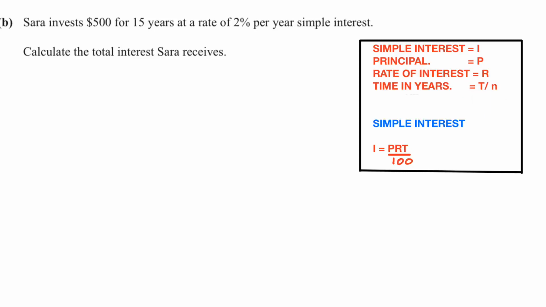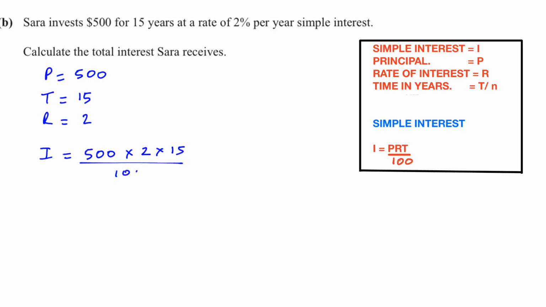So we will write down what we have. Our principal is 500, time in years is 15, and the rate of interest is 2. To get the interest, we will just replace the values we got. 500 multiplied by 2 multiplied by 15 over 100, and that will give us $150. So that's your answer.